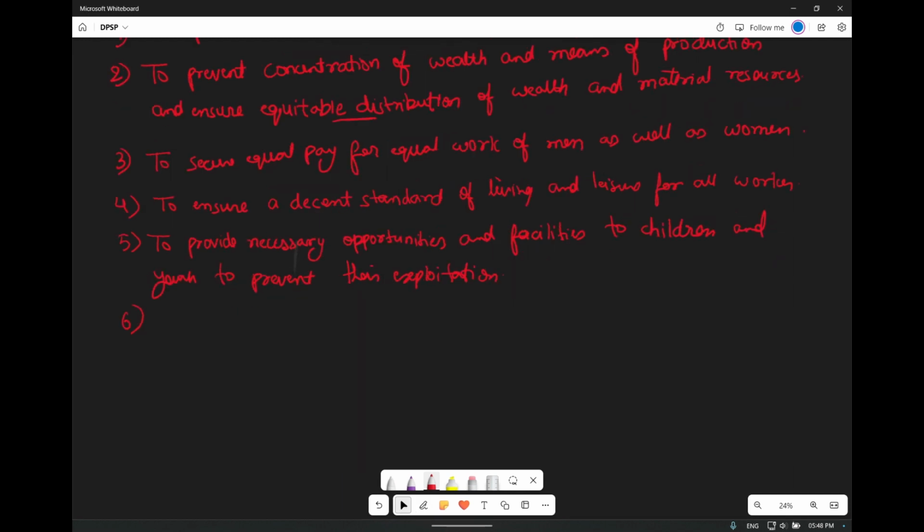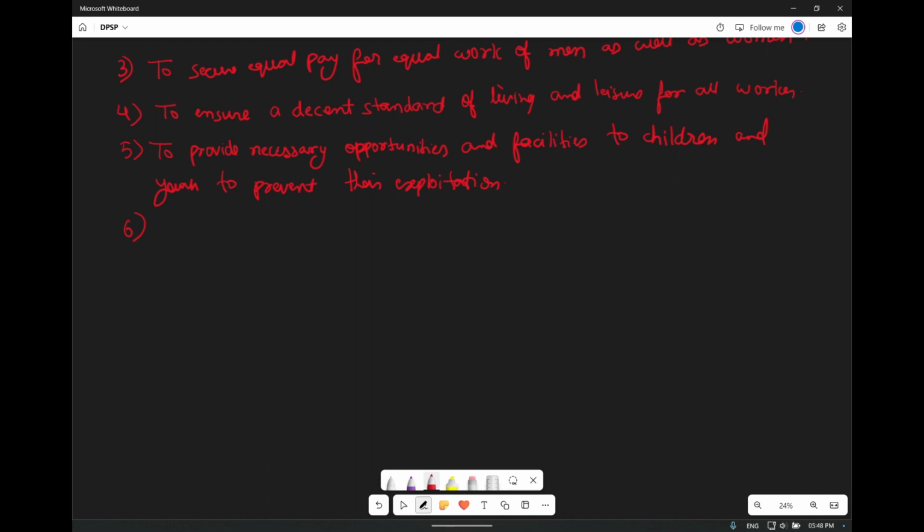And the last point under the socio-economic principle is to make efforts to secure the right to work, education and public assistance in case of unemployment, sickness. So there is Vridha Pension Yojana or MGNREGA and other things.